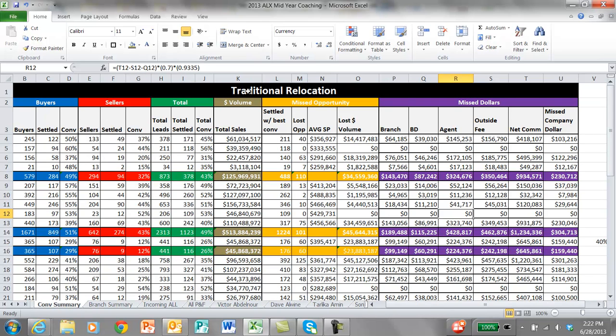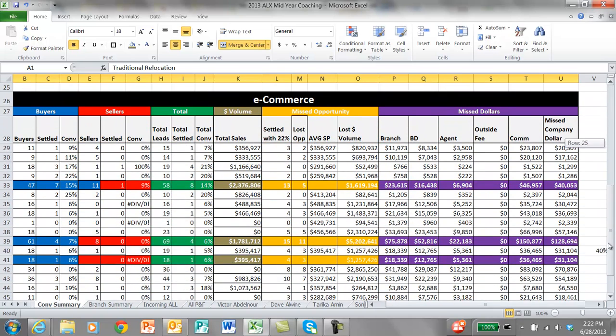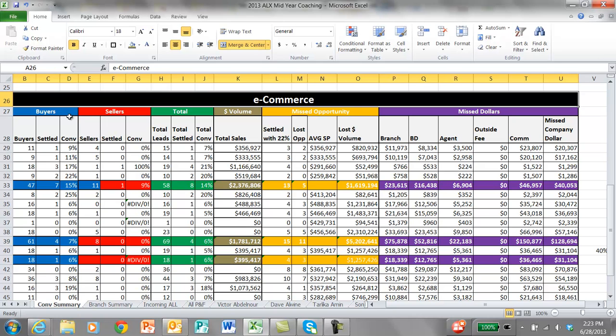And here's, notice at the top you have traditional relocation. If you come down, the next one is our e-commerce. So the lead router world. It's the exact same methodology. How are we doing with the buyers? How are we doing with the sellers? How are we doing overall? What's the total dollar volume that we've actually settled on or have pending on in this world?